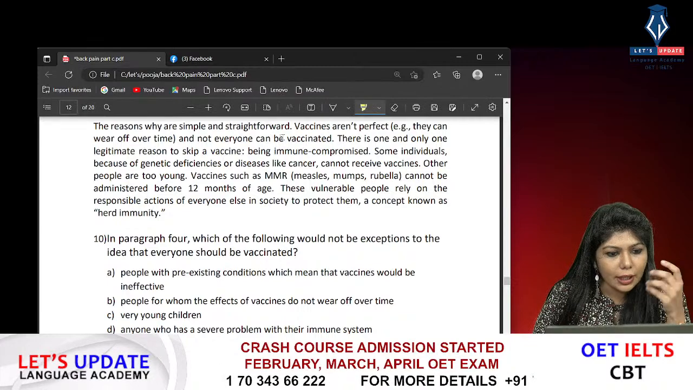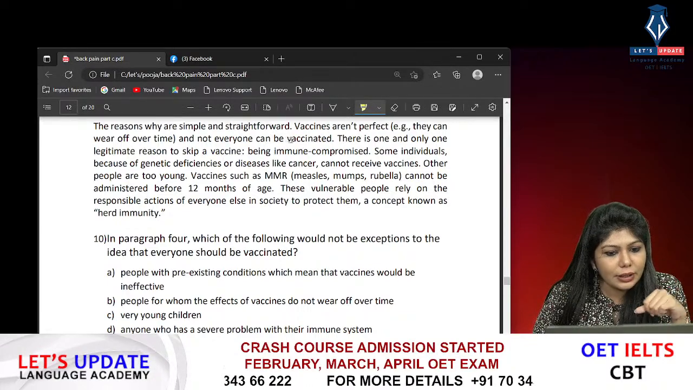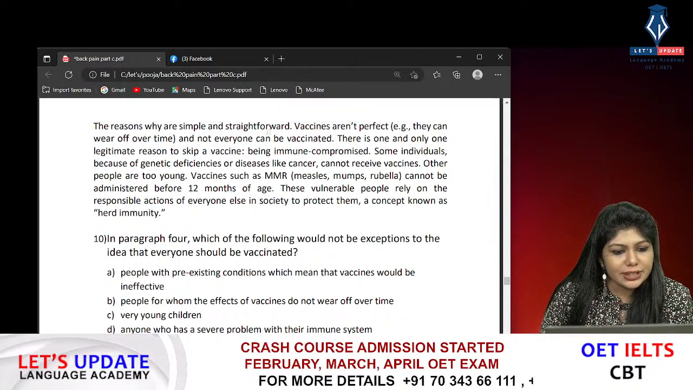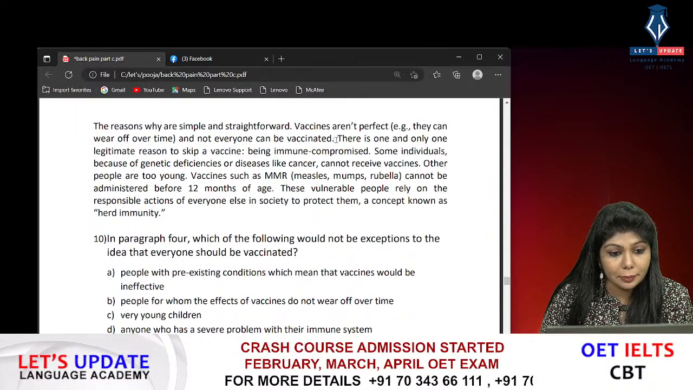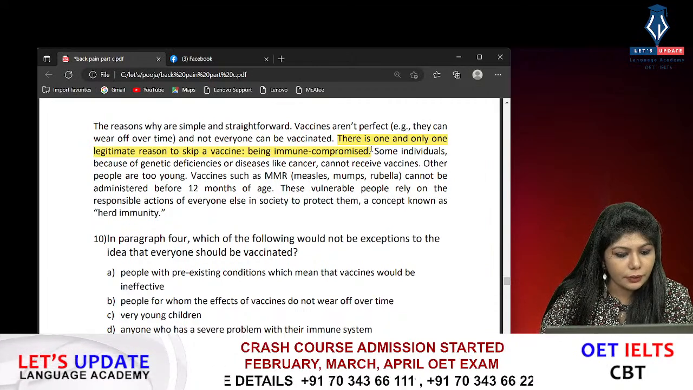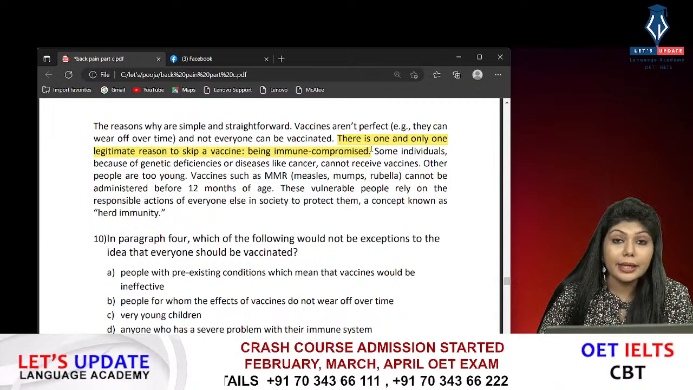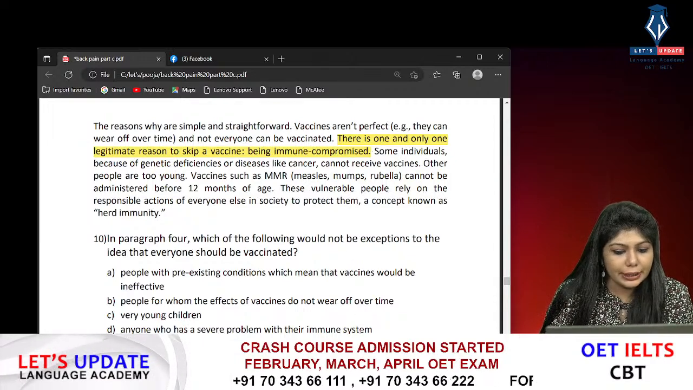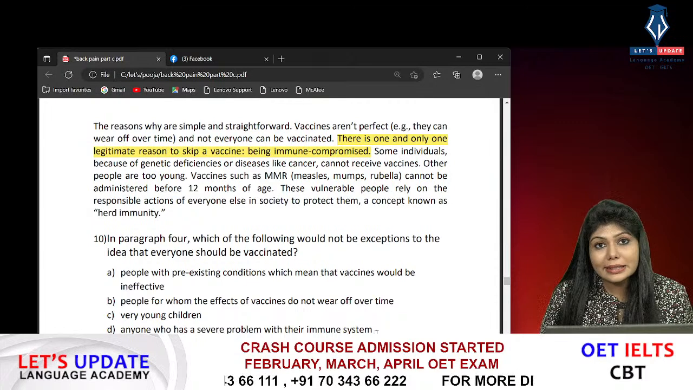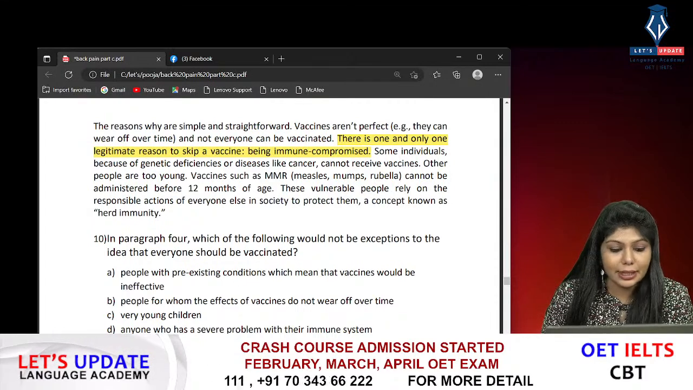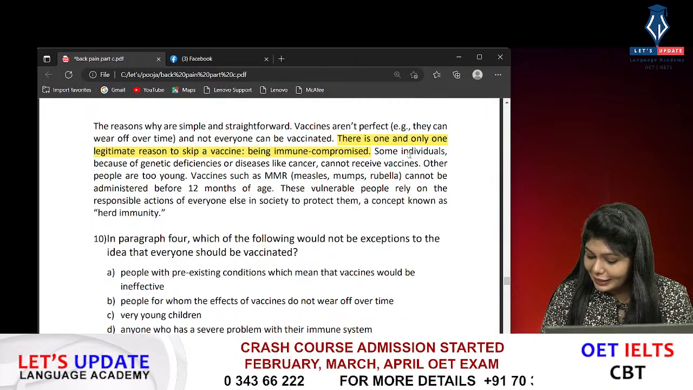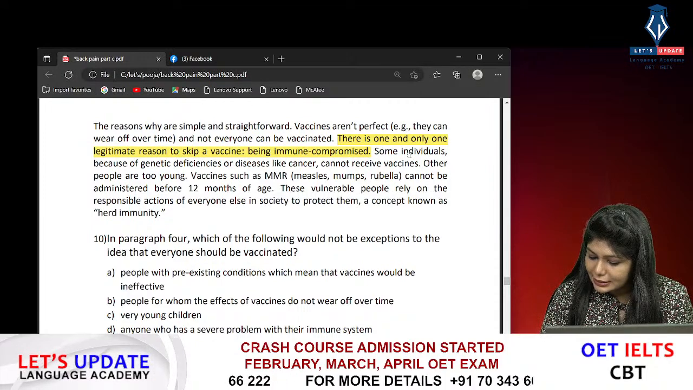Okay, let's just solve this. So they have written that there is only one legitimate reason to skip a vaccine, that is being immune compromised. That means people who are immune compromised, or have a problem with the immune system, cannot receive the vaccine. That means option D. Option D cannot be your answer because that is an exception. So you can eliminate option D. They are not asking about the exception. Once again, reminding you. Chinju Basil has put in B as the answer.